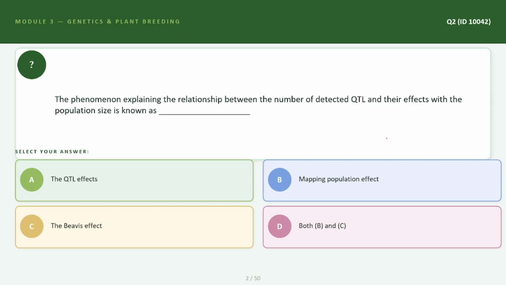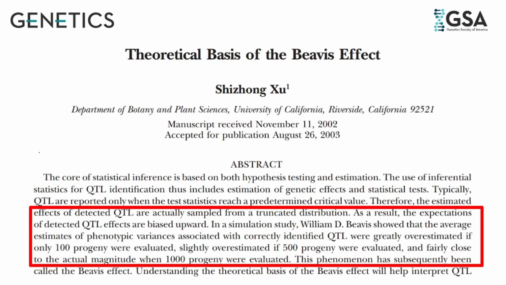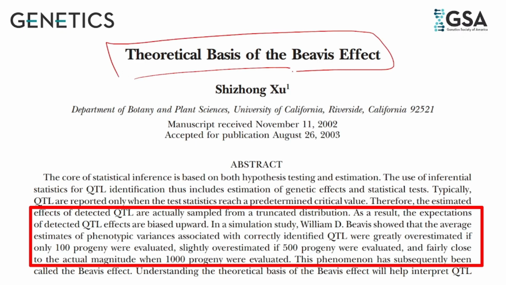Okay, we'll move to the next question. This is a very simple topic. For example, in QTL mapping, you can estimate the number of detected QTL with their effect in terms of phenotypic variance explained. The population size effect is known as the Beavis effect. If you read this paper, which is not an original paper, it gives a basis for the Beavis effect. You can read the sentence clearly here.